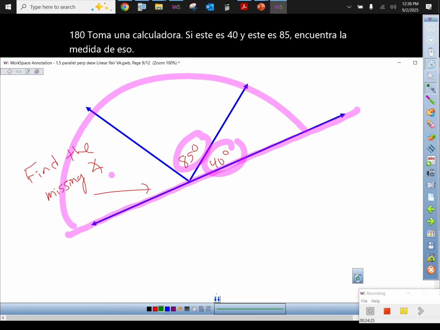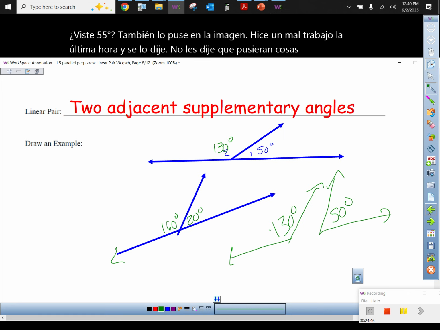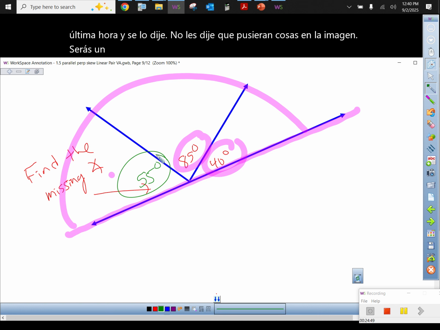What do you get? Well, I got 55 or 65. I need a little help. 180 minus 85. How much? 55 degrees. Did you see I also put it in the picture? I did a bad job last hour and didn't tell them to put stuff in the picture. You will be a lost little puppy on homework and your test if you don't put info in the picture. So if you figure something out, put them in the picture.